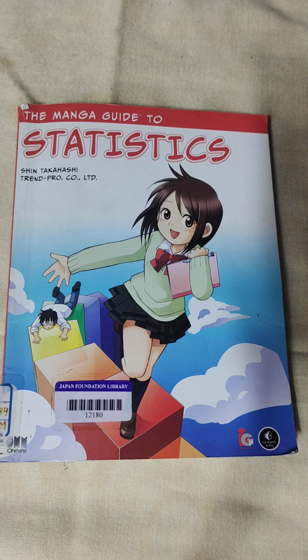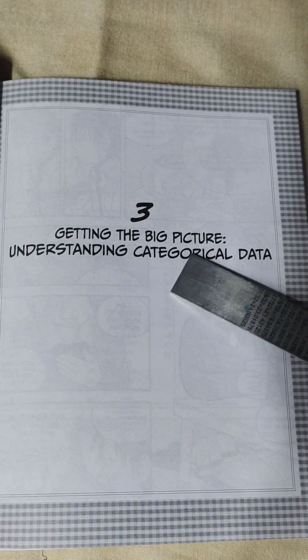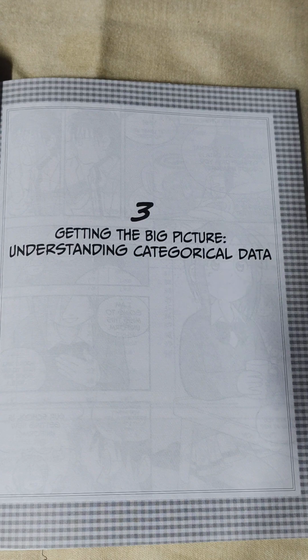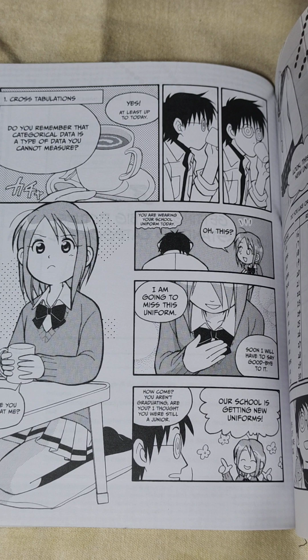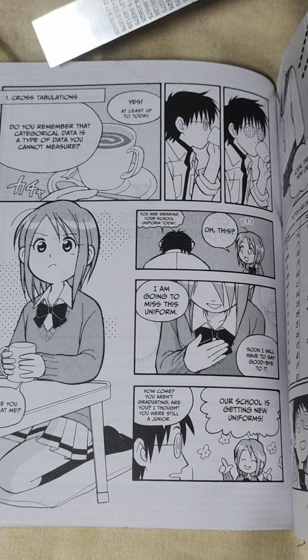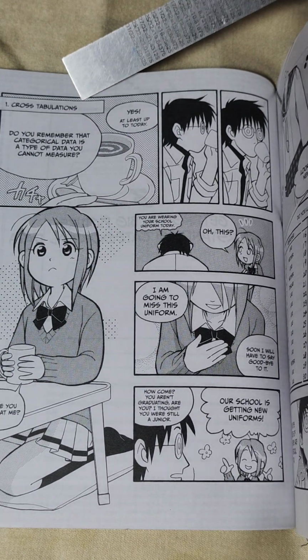Moving on with the Manga Guide to Statistics by Shin and Takahashi. So I'm going to do chapter 3, Getting the Big Picture: Understanding Categorical Data. Again we have Rui and Mr. Yamamoto, and the heading is cross tabulations.